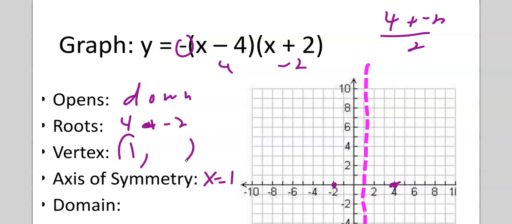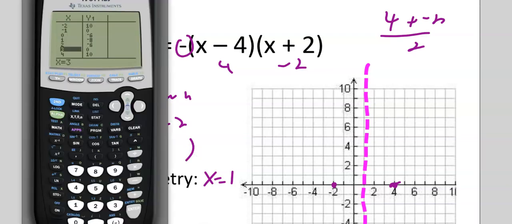So the vertex is going to be 1 comma something. I can plug it in, but again, I want you to use your calculator, so let it do the heavy lifting for you. So we're going to change this and put a little gray negative key there, and then parentheses x minus 4, parentheses again, x plus 2, parentheses, graph. It's opening down. Let's see where that vertex is. 1 comma something. 1 comma 9.